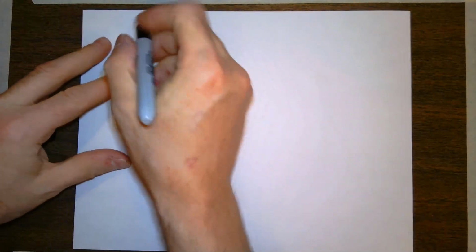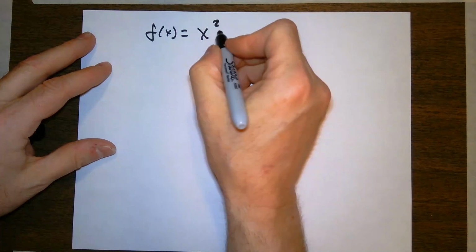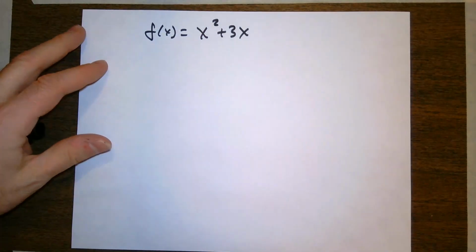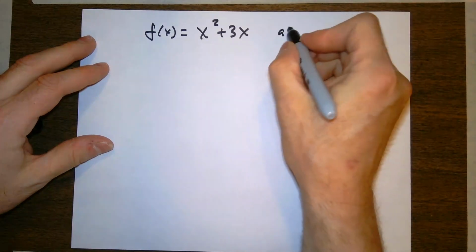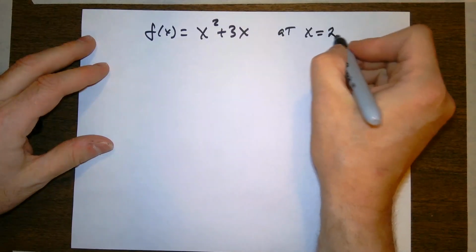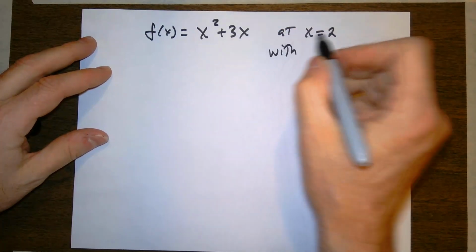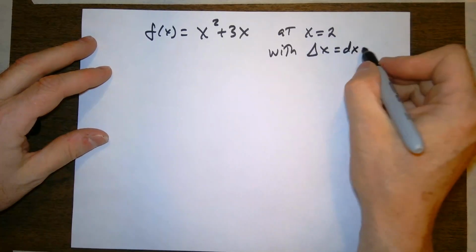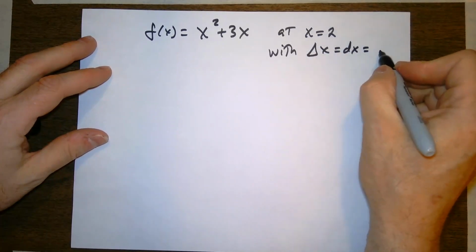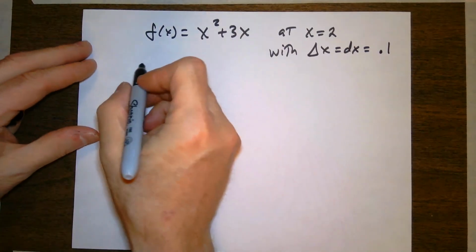All right, so given a function, f of x equals x squared plus 3x. We'll make it nice and well-behaved, nice and easy. At x equals 2, with my delta x, which we know is the same thing as dx, 0.1. And what I want to do is calculate dy and delta y.